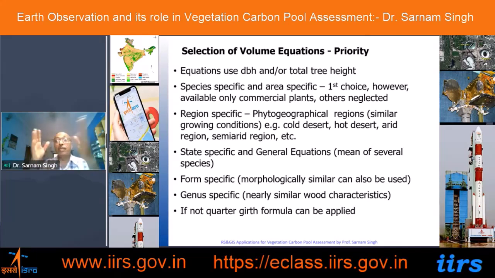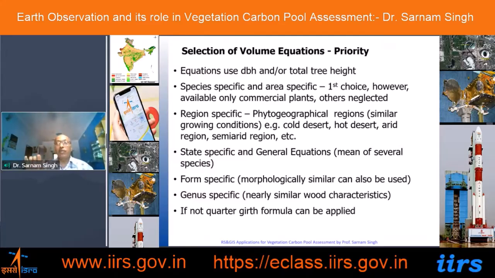Let us say in UP it is available. Let us say for some part in Bihar it is not available. But Bihar is different. Bihar comes from subhumid, and this is moist humid. So you can't use it. So a region specific equation has to be used. There are state specific general equations also available in literature. So please use them.